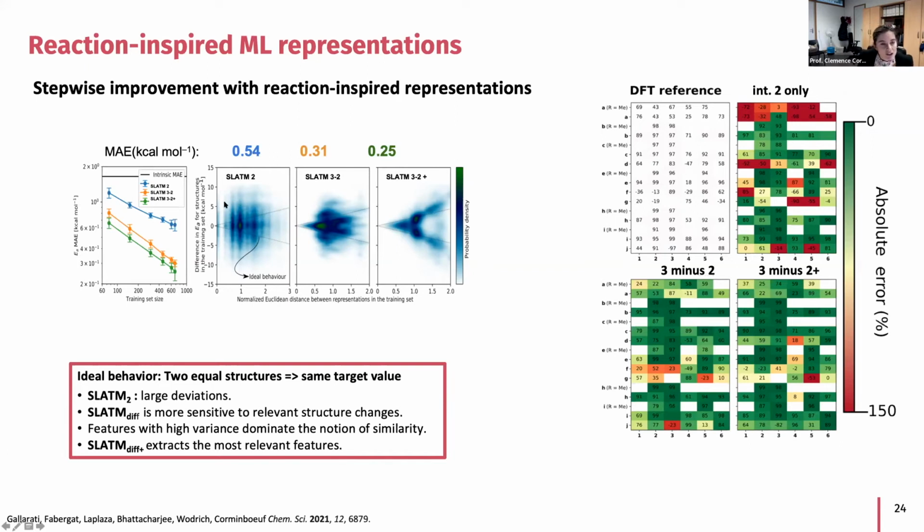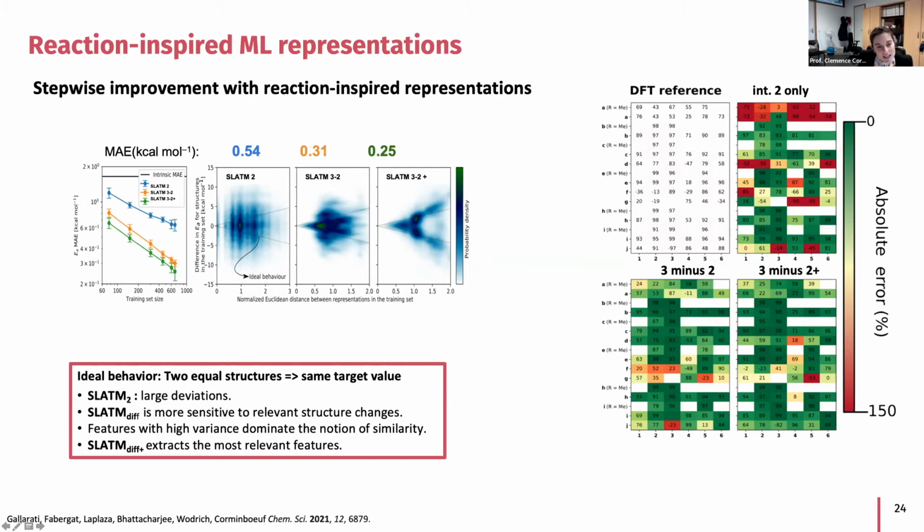And it's quite intuitive to look at because we know that the ideal behavior should be that if you have two equal structures or catalysts, the target value should be the same. Meaning that the distance between your two representations should be 0 for two identical structures, and the difference in the target value should also be 0.